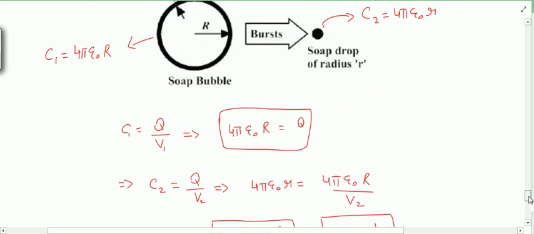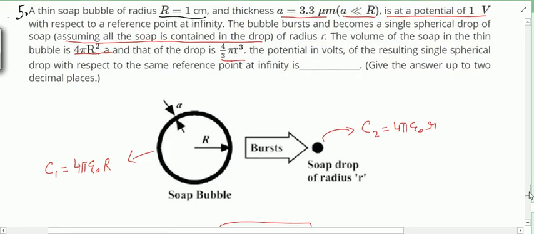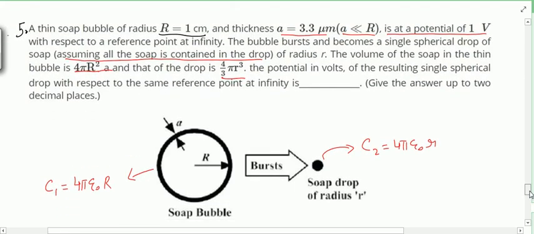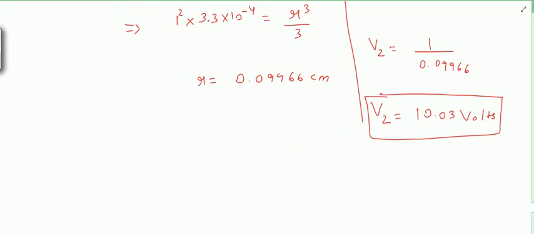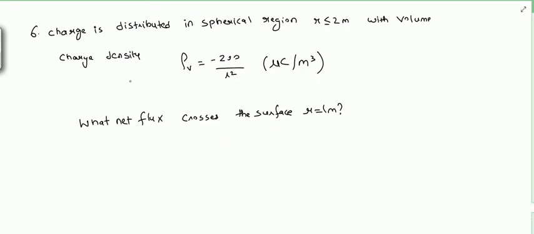So you have to just think in this way, that it is a spherical capacitor, and you have to solve this in this way. Right. Now let us see one more question.